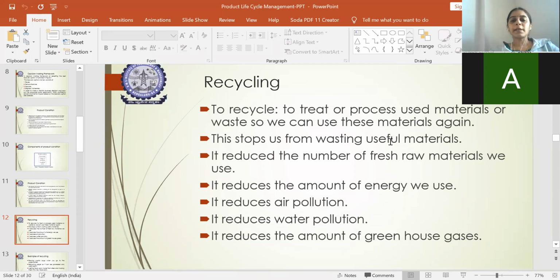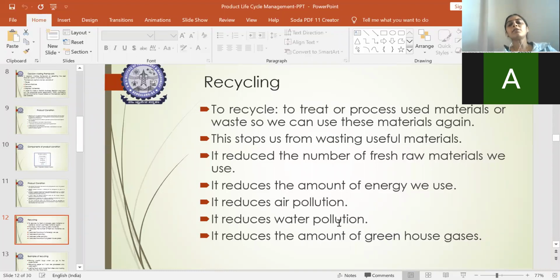It also helps in stopping the wasting of useful materials, because it reduces the amount of fresh raw materials we need. It also reduces the amount of energy we use in manufacturing the same material again and again. If the material is a little bit toxic or harmful, or somewhat polluting in its production or working operation, then it reduces the air pollution if you are not manufacturing the same material again and again.